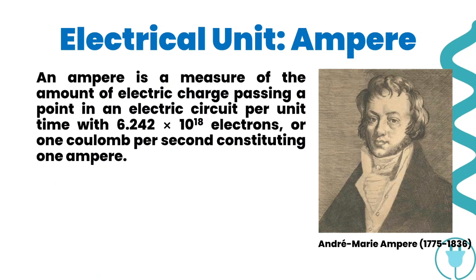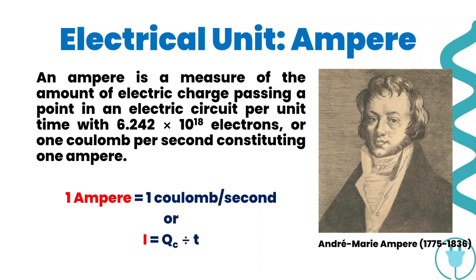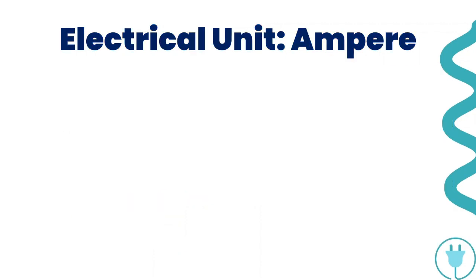An ampere is a measure of the amount of electric charge passing a point in an electric circuit per unit time, with 6.242 times 10 raised to 18 electrons, as we have defined in the previous slide, or 1 coulomb per second, constituting 1 ampere. 1 ampere mathematically is equivalent to 1 coulomb per second, or in symbols, I is equal to Q sub C divided by T, where I stands for ampere, Q sub C stands for electric charge in coulombs, and T stands for the time in seconds.